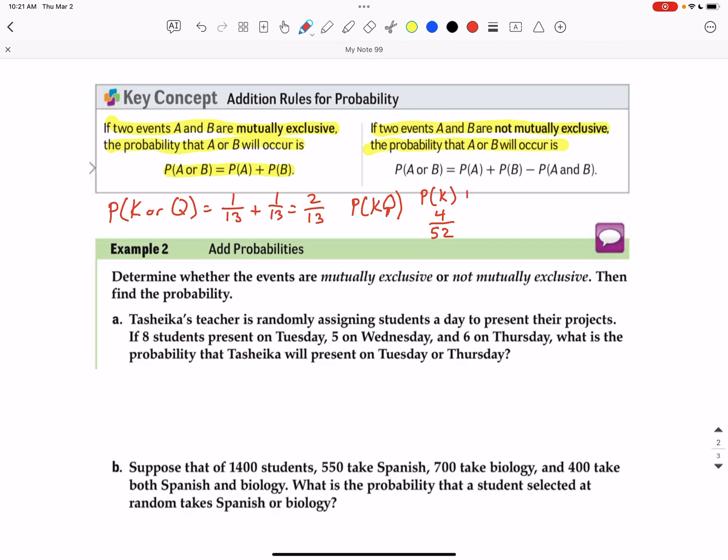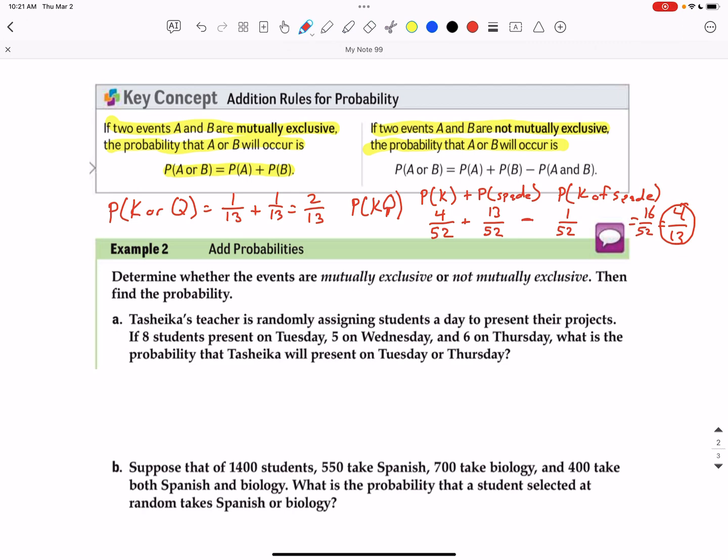We're going to add to that the probability of spade. There are 13 spades in the deck of cards out of 52, so that's 13 out of 52. But then we subtract the probability of getting the king of spades. There is only one king of spades in a deck of cards, that's 1 out of 52. So 4/52 plus 13/52 minus 1/52 is 16 out of 52, which simplifies to 4/13.